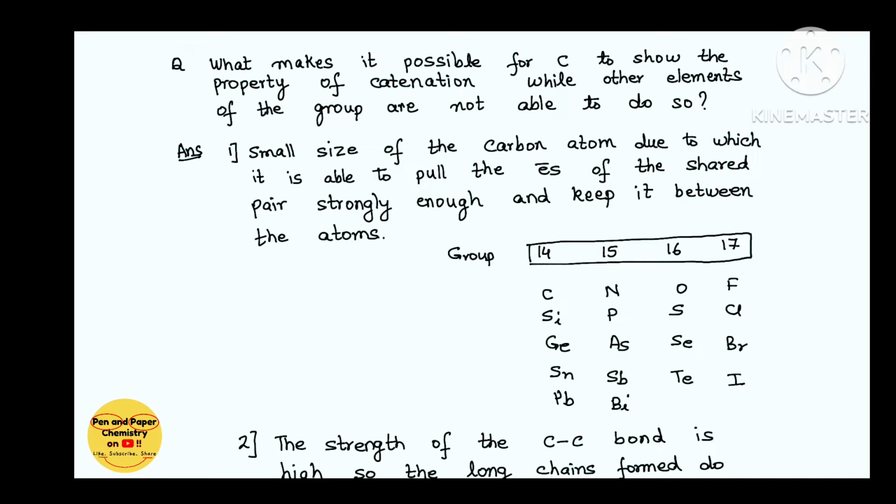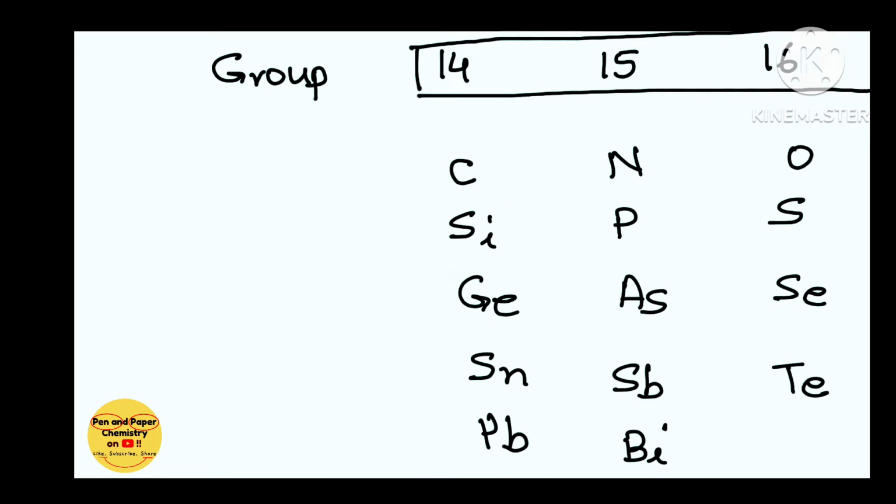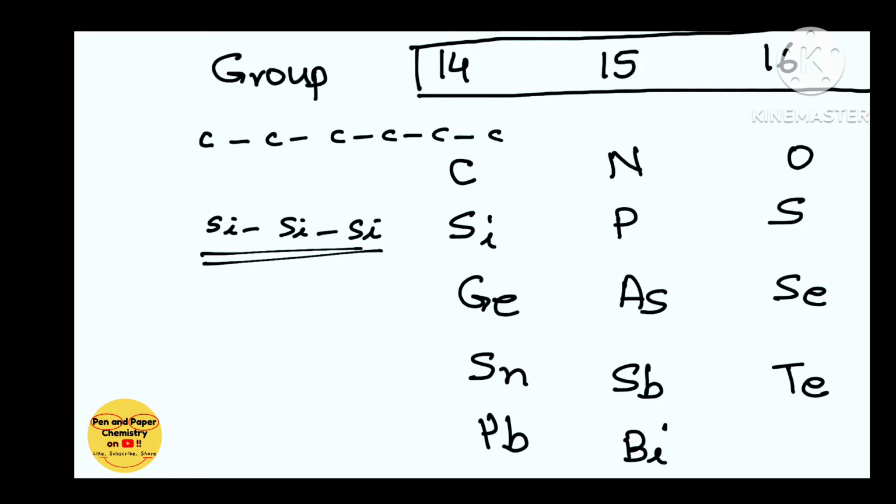So let's come back to our question. What makes it possible for carbon to show the property of catenation, that is forming long chains without breaking, while other elements of the group are not able to do so? In fact, silicon does form chains, but beyond the 7th or 8th atom, the chain is not able to stretch beyond that. Whereas, as I've mentioned to you, carbon is able to connect in the form of thousands of carbon atoms connected with each other.